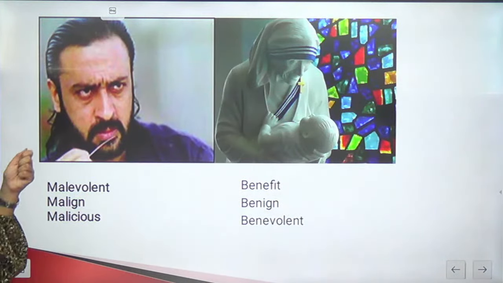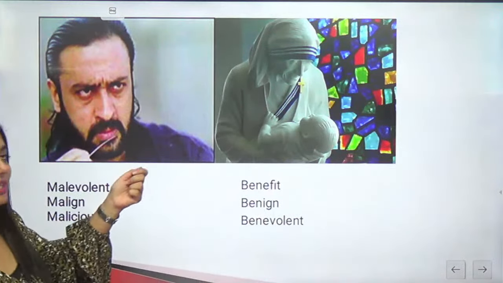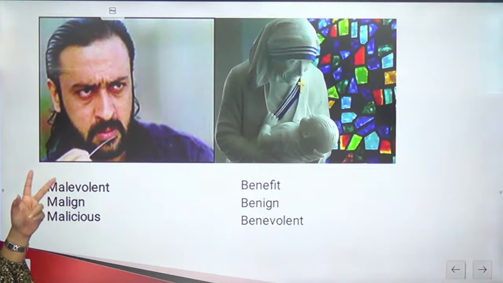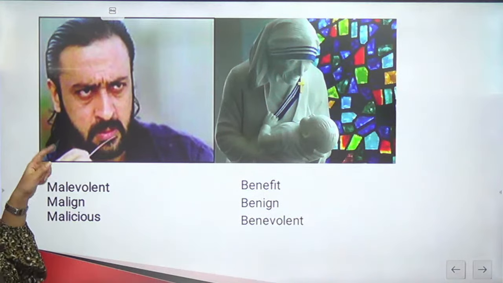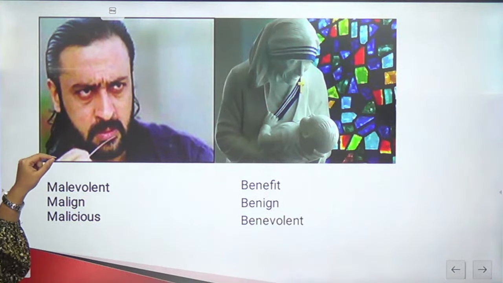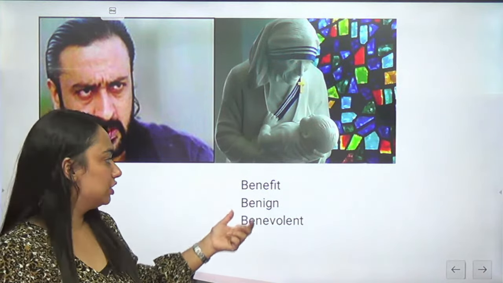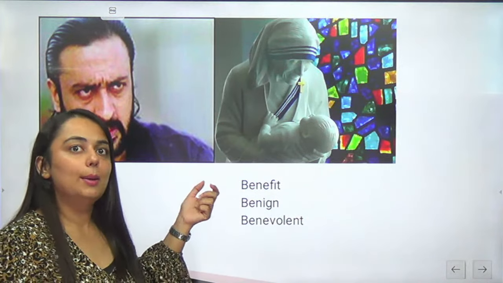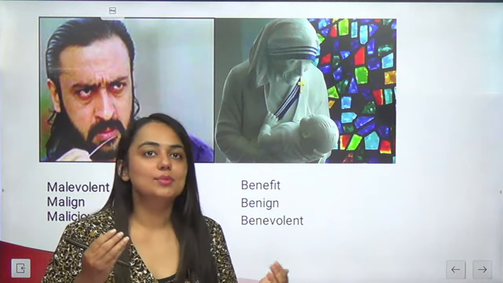Next is the bad man and Mother Teresa, right? So we all know what these contrasting personalities were known for. This one is famous as the bad man, and the words written just under his image are malevolent, malign, and malicious. And similarly, under the picture of Mother Teresa, the words I have given are benefit, benign, and benevolent. So what can be the probable meaning?